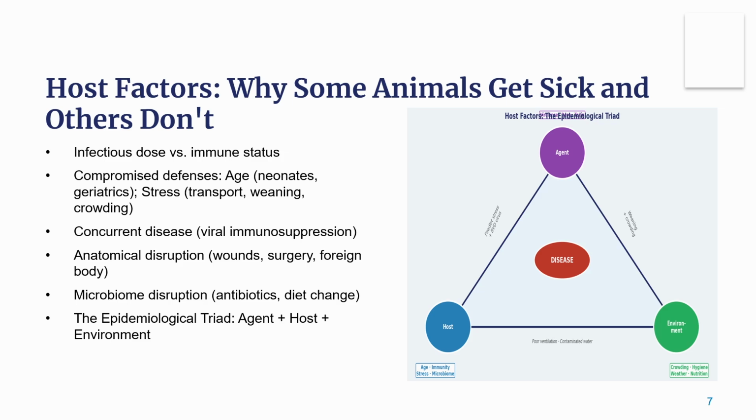What's different? Stress from transport suppresses neutrophil function. Weaning stress elevates cortisol. Concurrent BVD virus strips immune cells. A concurrent viral infection may have already damaged the respiratory epithelium. The bacterium didn't change, the host susceptibility did. This is why stress management and vaccination protocols are legitimate infection control tools.